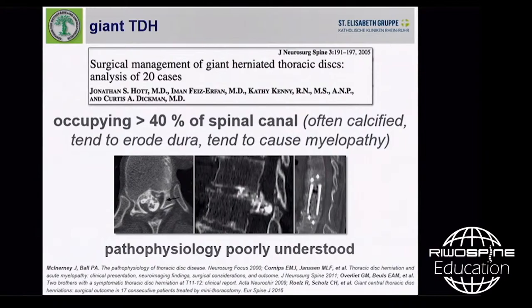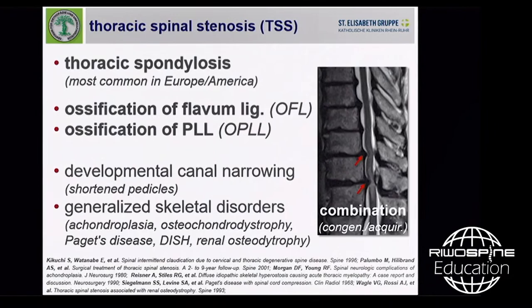And the other thing is the spinal stenosis. Most common in Europe is thoracic spondylosis. More in Asian countries, you know that, the OFL. We have that here also in the Western countries sometimes. And the thoracic OPLL, I see one in 2 years or one in 3 years, I don't know. Although that's very rare for us.